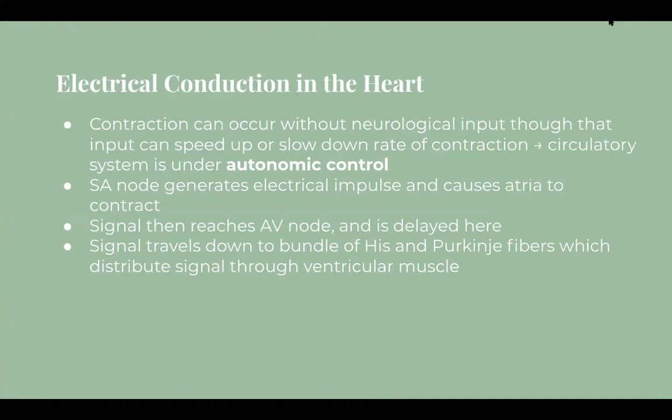So to go back to this, contraction can occur without neurological input. It's not dependent on the neurological signals, but that input can affect its rate of contraction. What this is all to say is that the circulatory system is under autonomic control.